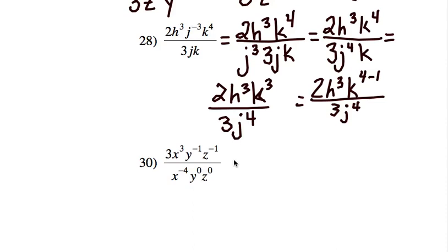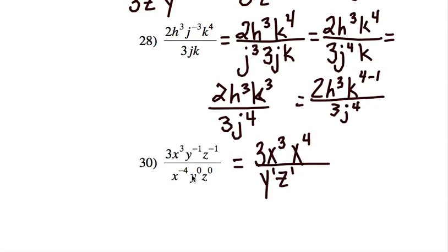Alright, and last one. Evaluate everything. You have negative exponents, so see what needs to move and what needs to stay. So the 3 doesn't have a negative exponent, it stays. X to the third stays. Y to the negative 1 moves down and becomes positive. Z to the negative 1 moves down and becomes positive. X to the negative 4 moves up and becomes positive.